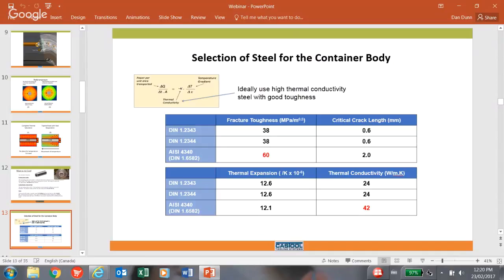When we look at fracture toughness and critical crack length, which is the ductility of this material, we look at, again, the materials 1.2343 and 1.2344 in comparison to 4340, and it's slightly twice the fracture toughness and ductility. When we look at the thermal expansion of 12.6 to 12.1, they're almost identical, which makes 4340 as a container body material and H11 or H13 more than compatible for what the original container design was meant to do.